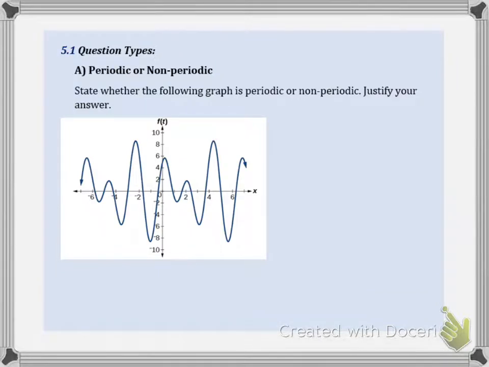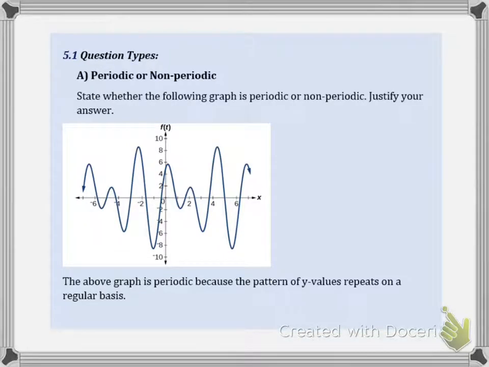So some of the questions that you may come across: periodic or non-periodic. So you'll be given a graph and you'll have to state whether it's periodic or non-periodic, and most probably justify your answer. So in this case, you can just pick two points and then follow its path to see if it's periodic or not. And here we can clearly see that it is periodic. And so you can end by simply putting a sentence as the following. The above graph is periodic because the pattern of y values repeats on a regular basis.